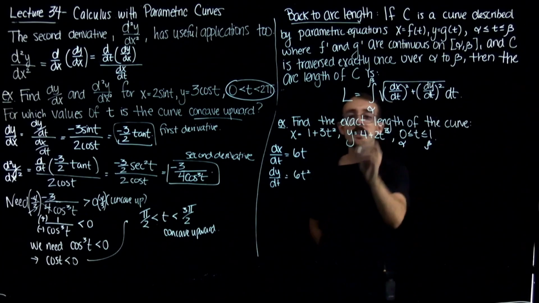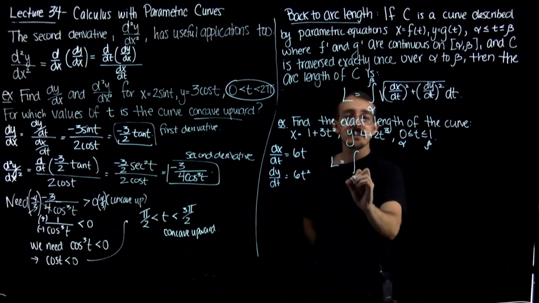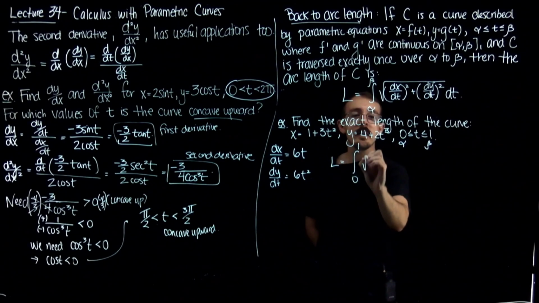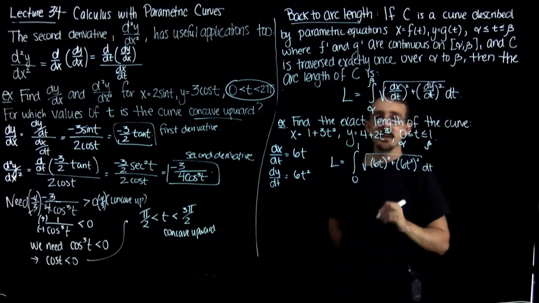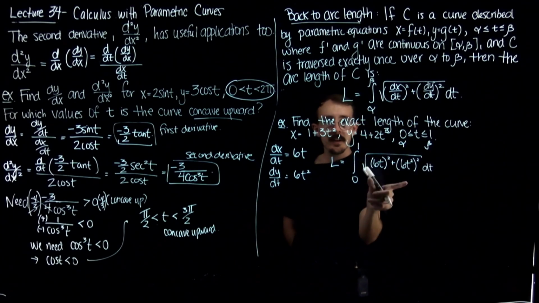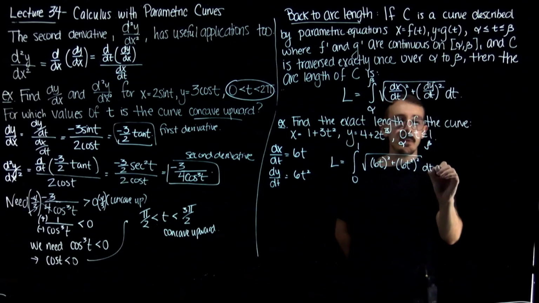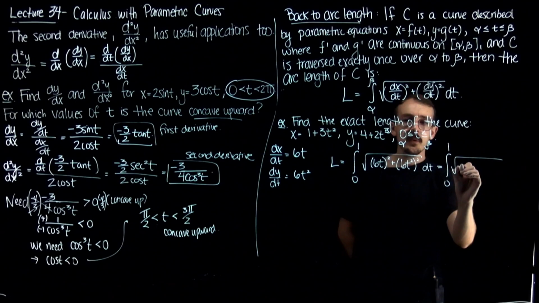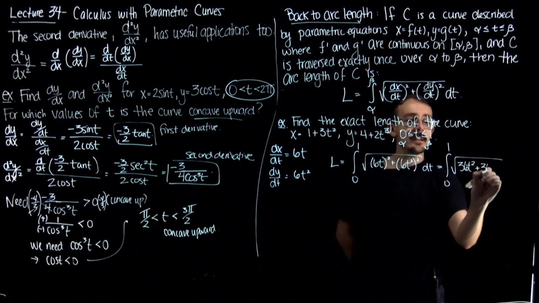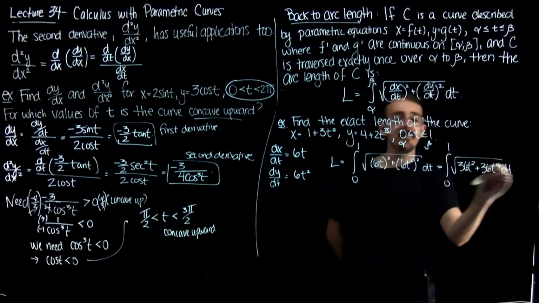So using these, I'm going to plug it into the formula. I have the length from 0 to 1. I'm going to take 6t and square it, so (6t) squared. And then here, dy/dt, I'm going to take 6t squared and square it, dt. So the length of the curve relies on me calculating this integral. Let's do one more step over here. I have the integral from 0 to 1 of the square root of 36t squared plus 36t to the 4th dt.